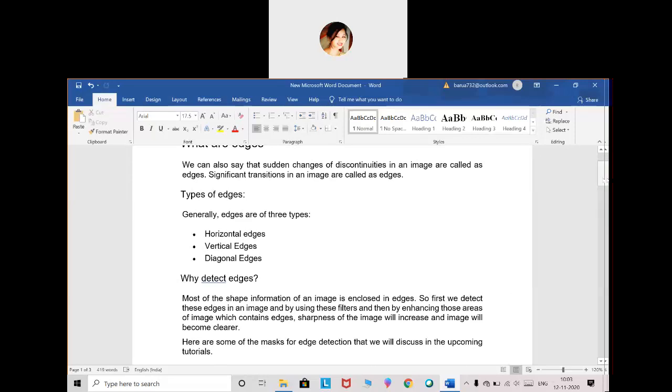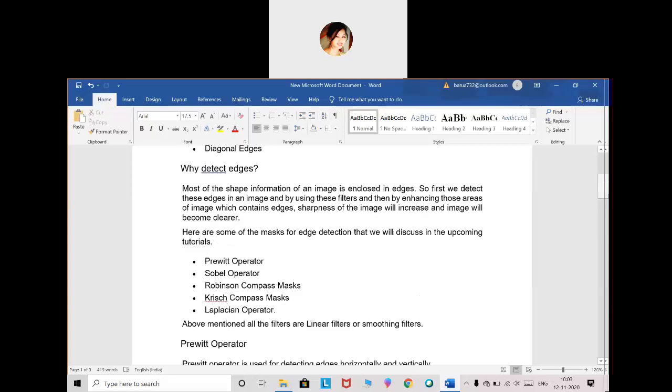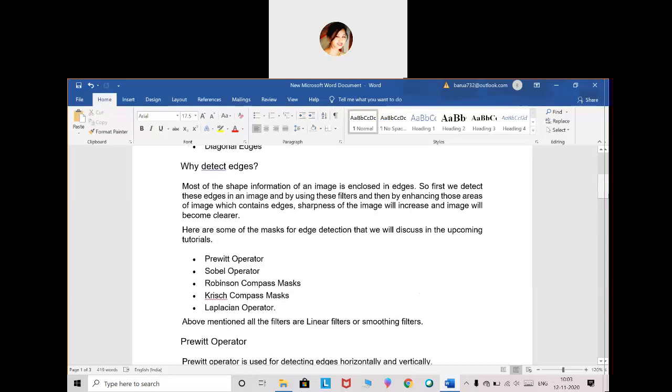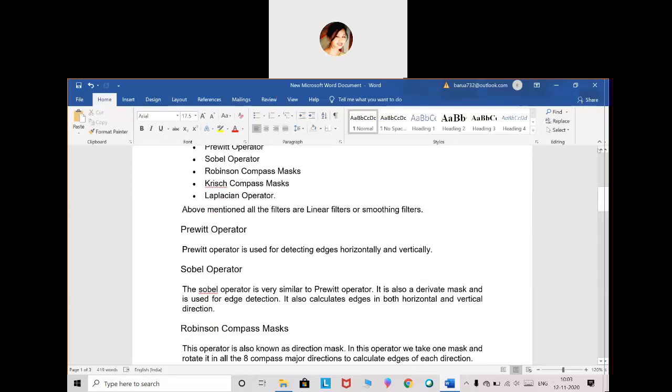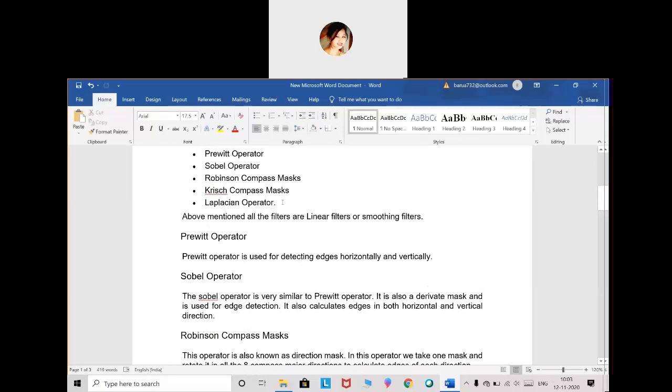When we talk about filters, filters in image processing are generally known as masks. So these are some masks for edge detection which we will be discussing now. First is the Prewitt operator, then the Sobel operator, then Robinson compass masks, Kirsch compass mask, and Laplacian operator.